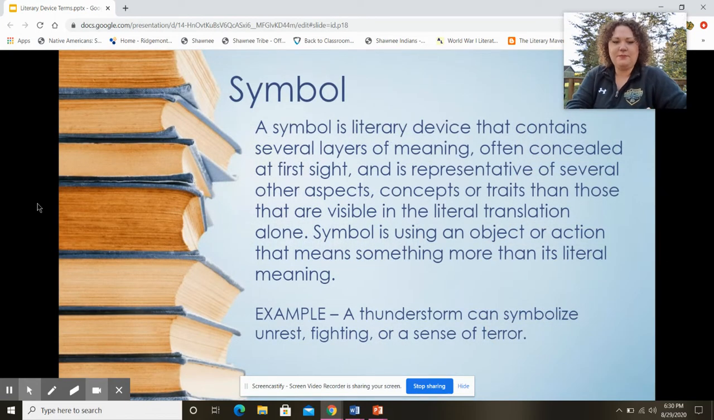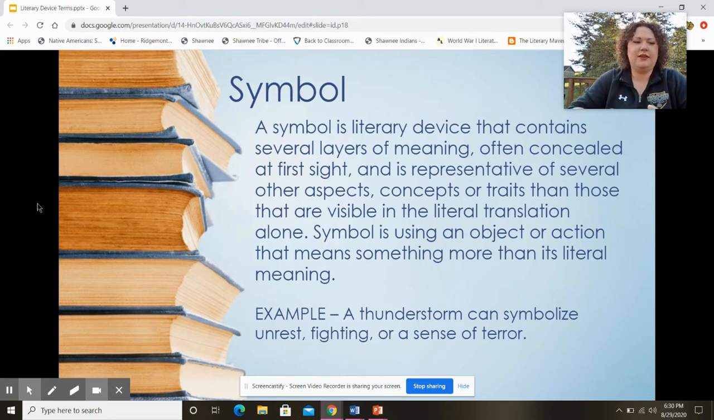Symbols, and we use these all the time. We use them not only in what we read and what we watch, we also use them in everyday life. So when you are proposed to or when you get married, you wear a ring to symbolize that you are married and that you're taken and you're no longer single. When you wear or you're given a heart necklace from a parent or a grandparent as a gift, it shows that they love you and they're wanting to show that love and affection for you. So we use symbols all the time.